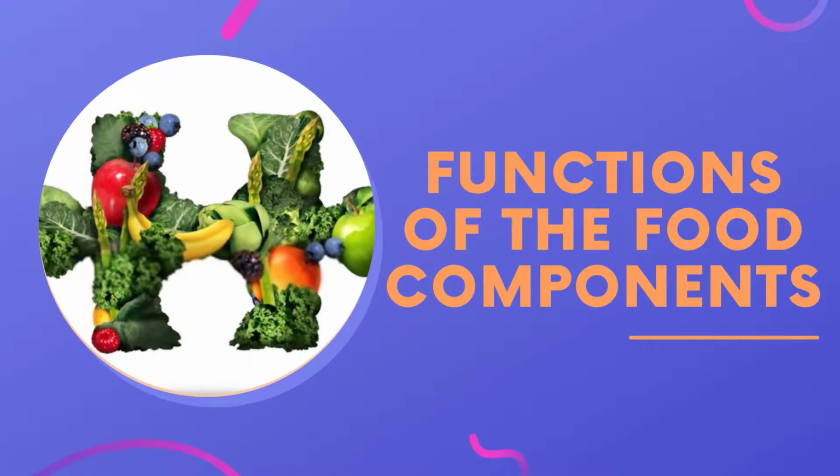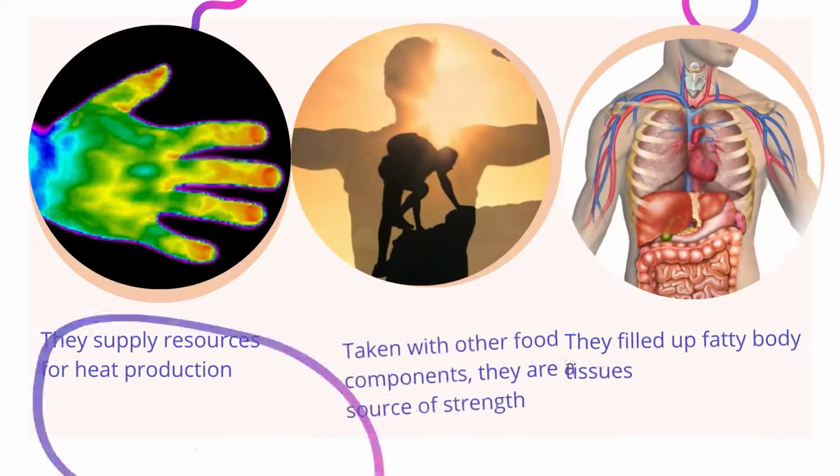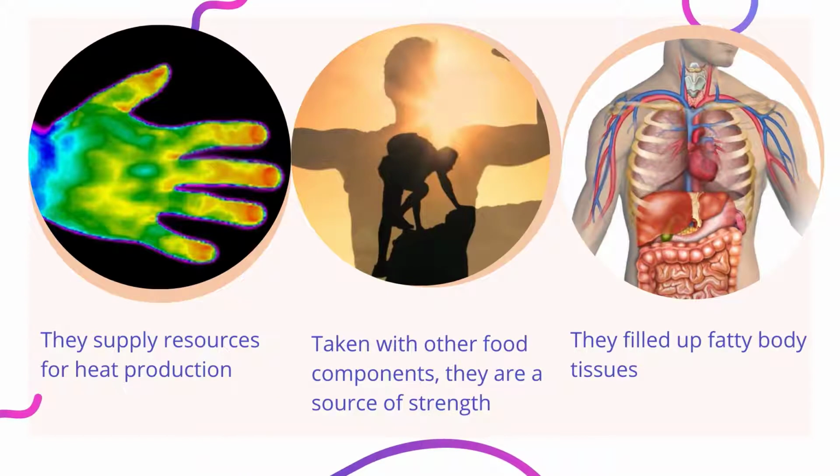Functions of the food components. Studies by leading physiologists have found that 3 functions in the human body are played by the carbonaceous elements, which typically create the bulk of the food. 1. They supply resources for heat production. 2. When taken with other food components, they are a source of strength. 3. They fill up fatty body tissues.